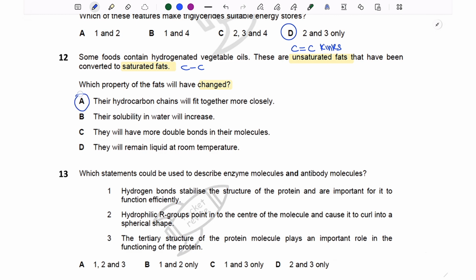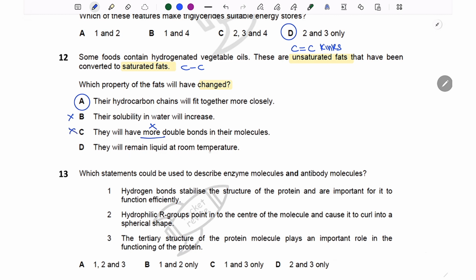This is our answer, because when it goes from double bond to single bond, we get rid of the kinks. So it removes the double bond through this process of conversion. So we have A as our answer. B is their solubility in water will increase. No, because it does not affect solubility. And they will have more double bonds in their molecules. No, because they'll have fewer double bonds now that we have converted from unsaturated to saturated.